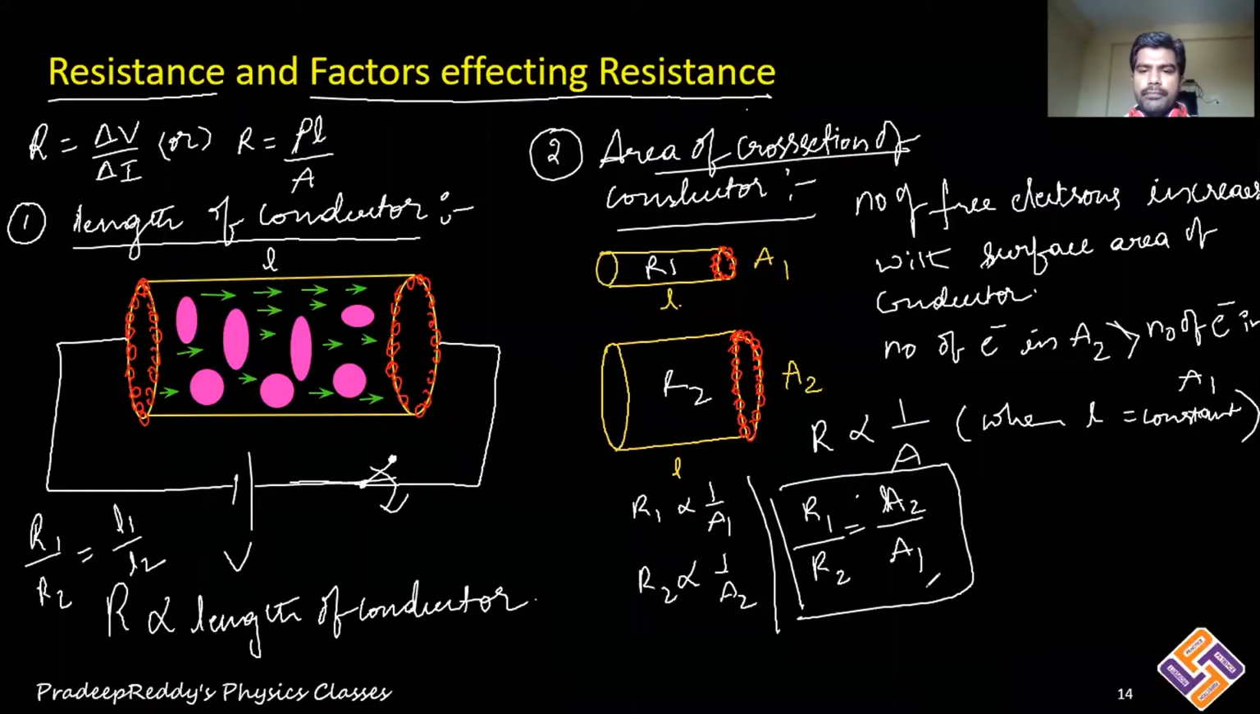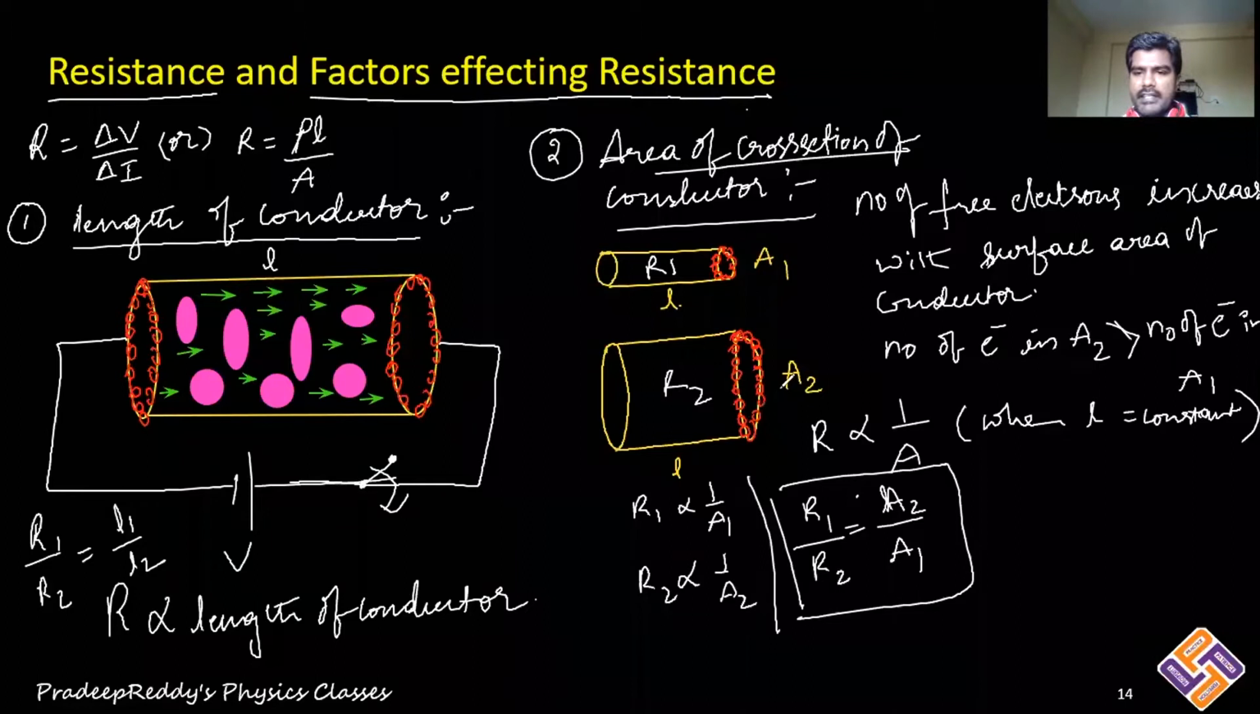It is only that the effect of electron collisions is taking place in the first case, that is the length of the conductor, whereas in the second case the number of free electrons is being increased, as conductivity greatly depends upon the number of free electrons. So in area of cross section, the factor is that the number of conduction electrons increases. So as the number of conduction electrons increases, current increases.